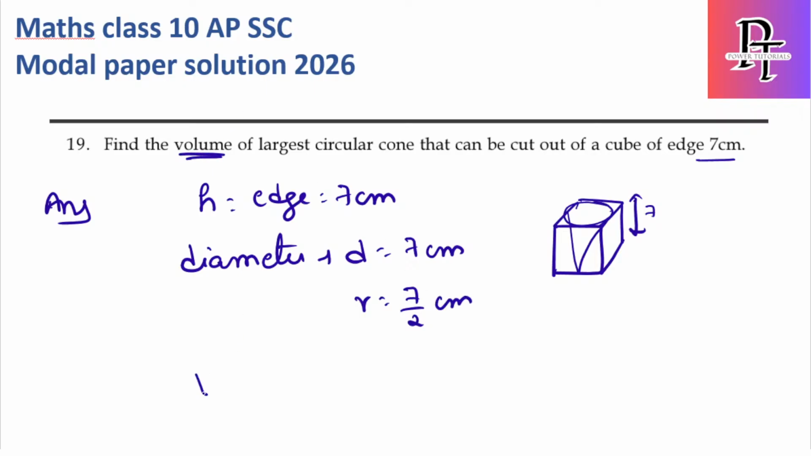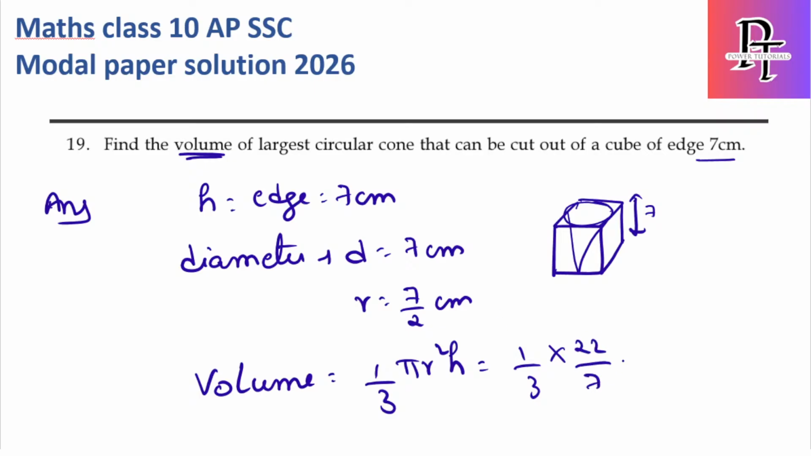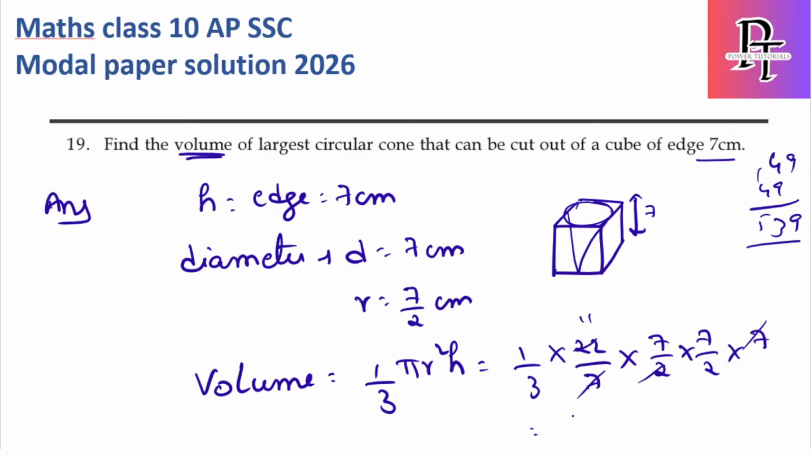What they are asking is volume. What is the volume of a right circular cone? The volume formula is 1 by 3 pi r square h. Let's substitute the values. 1 by 3 pi, they have not mentioned any value, so I will take it as 22 by 7. What is the radius? 7 by 2 into 7 by 2 into height, which is 7. So the 7s get cancelled out, and the answer is 77 into 7 by 2 by 2 by 3... okay, 49 into 11 I will do, which is 539 by 6. I can also write it in decimals.